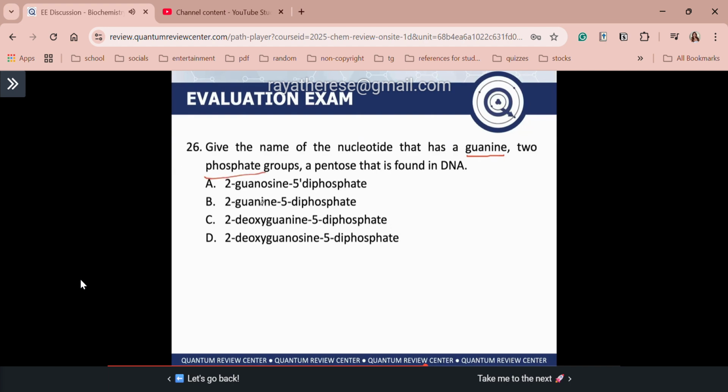Okay, so sure dapat meron siyang prefix na di. Yes, but in the choices, lahat sila class meron. So we cannot use your phosphate moiety in order to determine the correct answer. For the pentose, of course, that's just your ribose. Found in DNA kasi, so that's deoxyribose. So meaning sir, dapat may prefix na deoxy? Yes. So that's why we can eliminate your choices A and B.